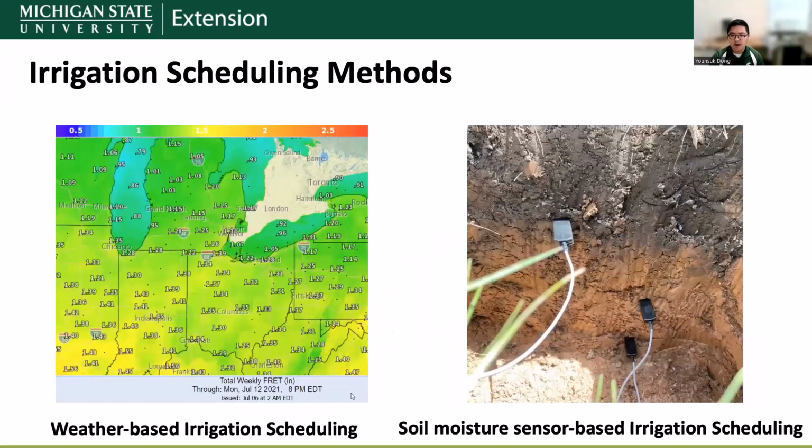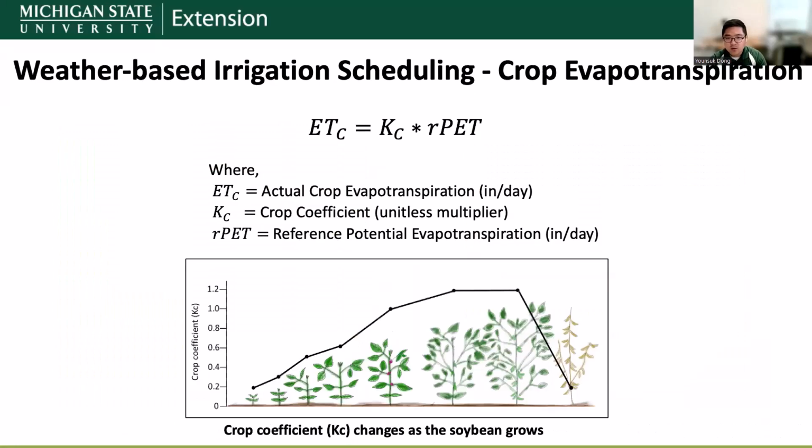So I talked about how we need to make sure we keep the moisture level greater than 50%. But how do we know whether our field is at 50% or 70% or 40%? You can use weather-based irrigation scheduling or soil moisture sensor-based irrigation scheduling methods to determine that. I'm going to start by talking about weather-based irrigation scheduling first.